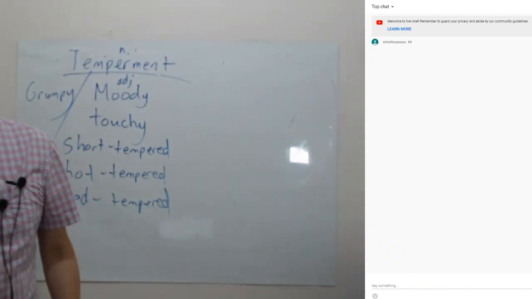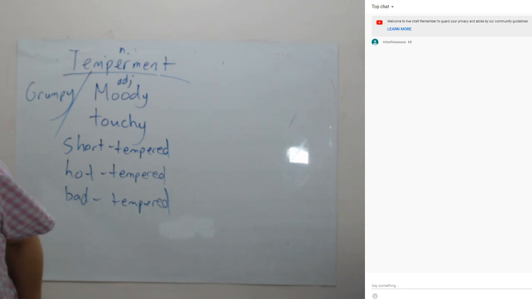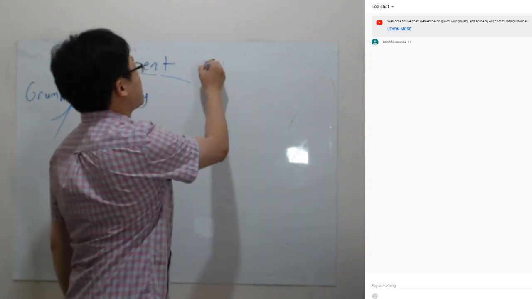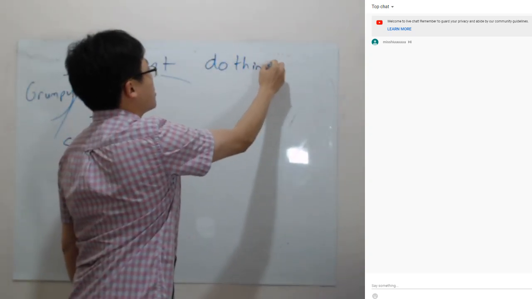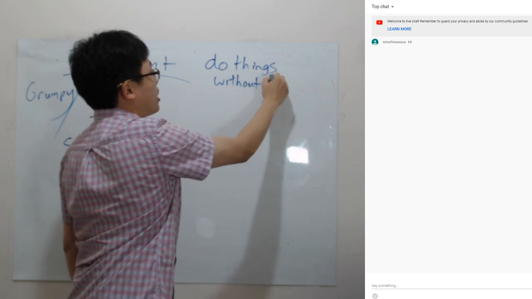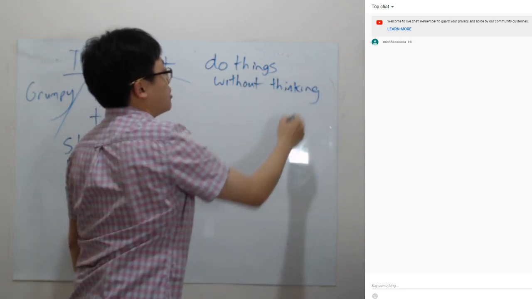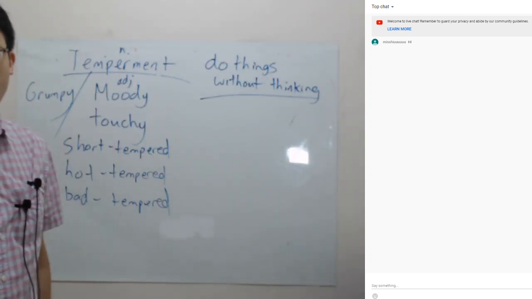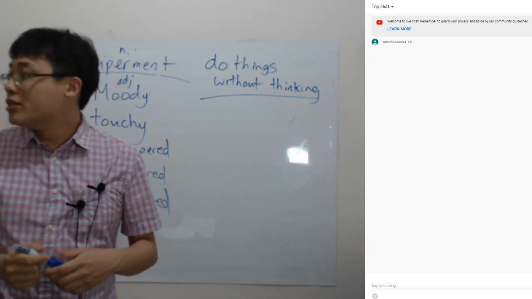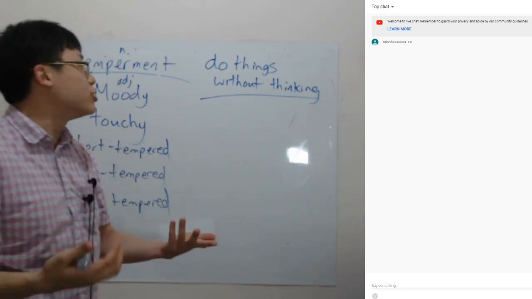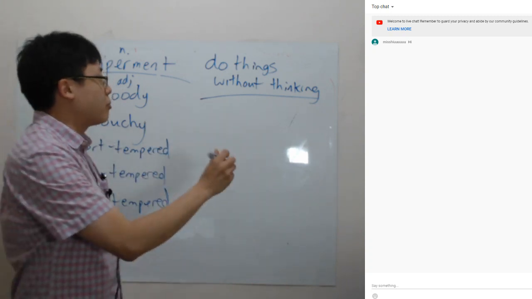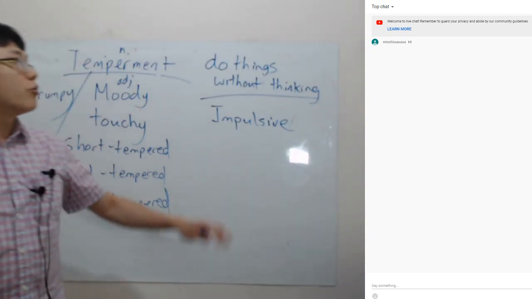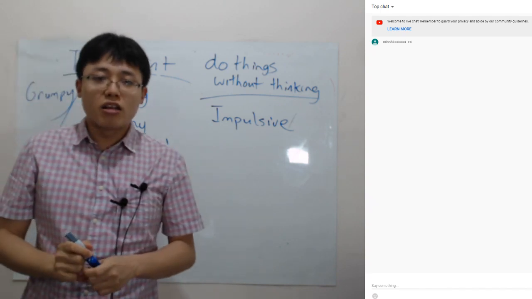Now another negative attribute or characteristic of people is that they do things without thinking. So if you know people and they do things without thinking, this happens all the time. You will need ways to be able to describe these people. So the best word is impulsive. Impulsive means you do things without thinking.